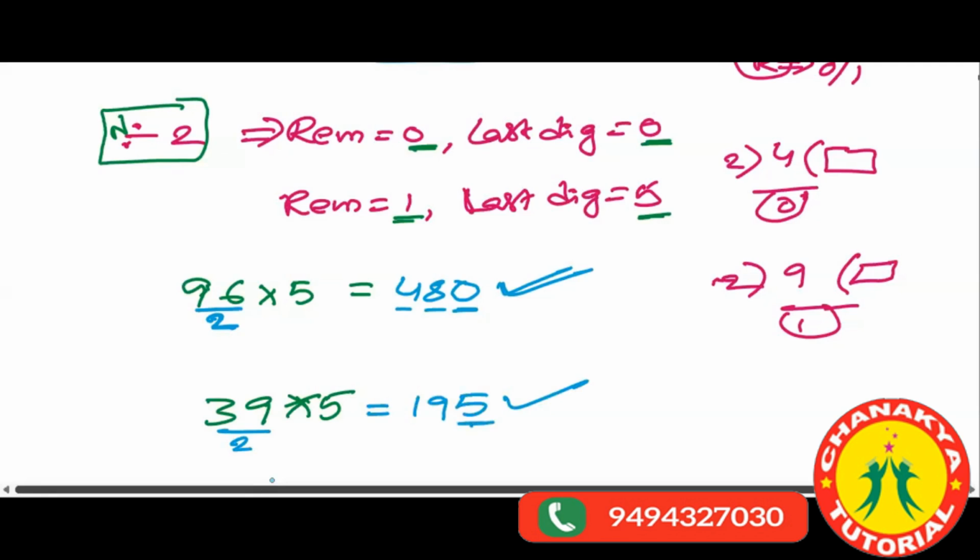Understood? Yes, sir. Simply take the quotient first, and based on the remainder, keep the last digit.